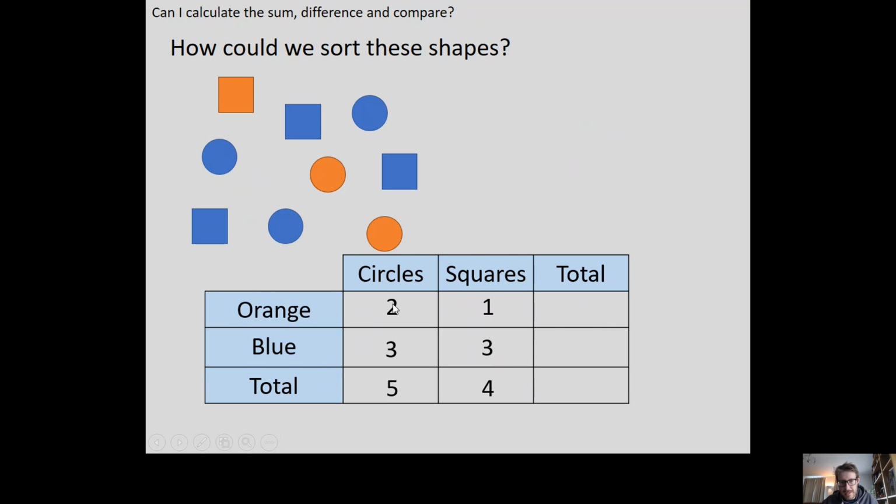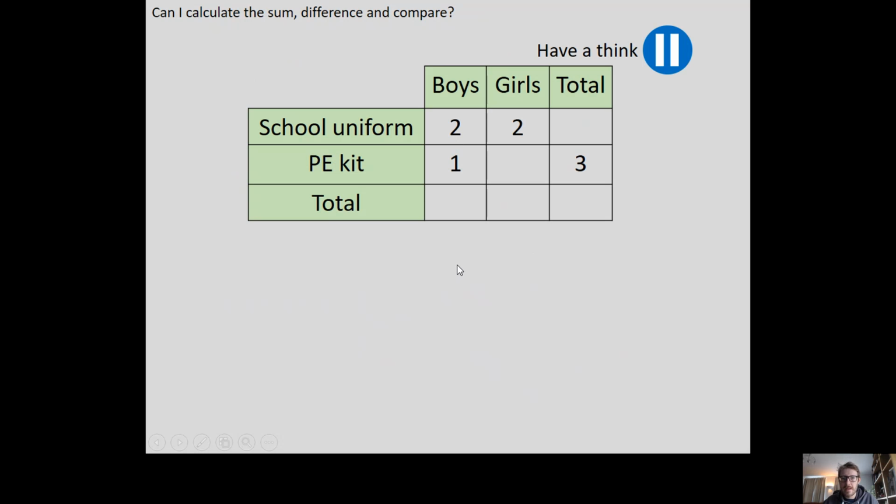So we've organised our information into both the shapes. So we've got how many circles, how many squares, 5 circles, 4 squares. So there's 9. And we could also arrange it into the colours as well. So there are 3 orange shapes, there are 6 blue shapes, and then all together there are 9 shapes. Okay, so we've got the totals going across and down, but we've got to remember there's still only 9 shapes in total. So how could we fill in this table?